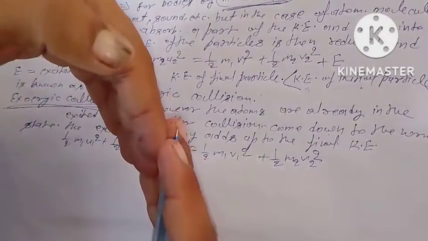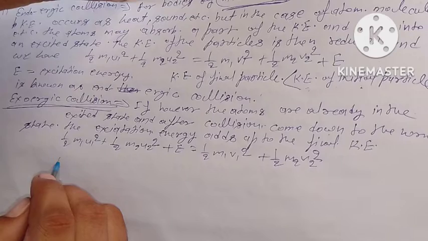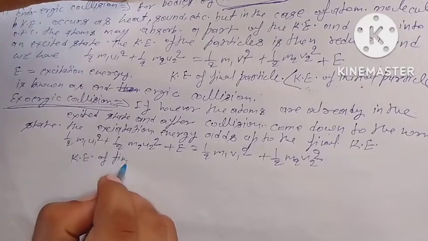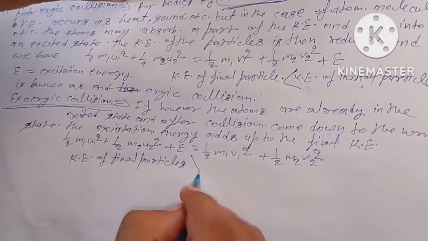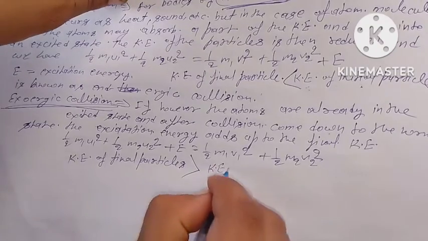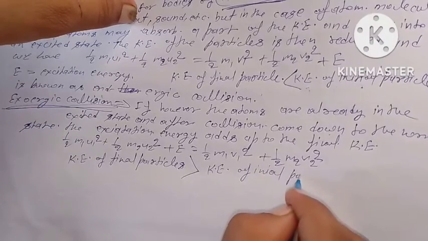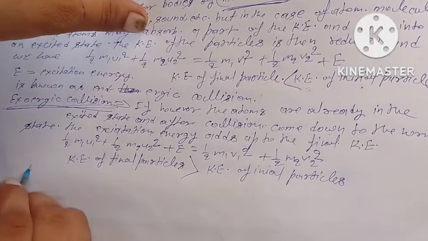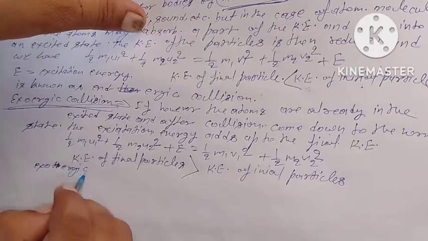Such a collision in which the kinetic energy of the final particles is more than the kinetic energy of the initial particles is known as an exoergic collision.